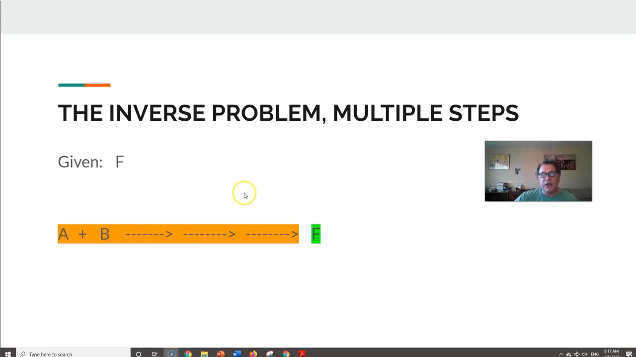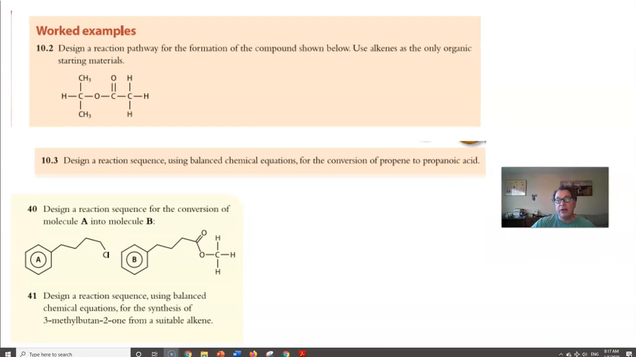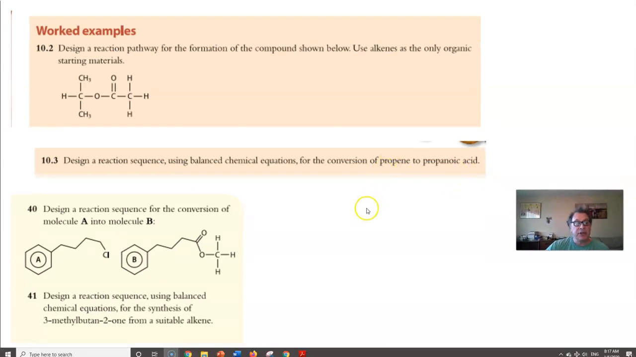So let's see what this involves. How do we tackle a multi-step synthesis problem? How do we tackle that? Here are some examples. These are from your textbook. These are all examples of multi-step synthesis. And we're going to look at this one here, 10.3, in detail as an example.